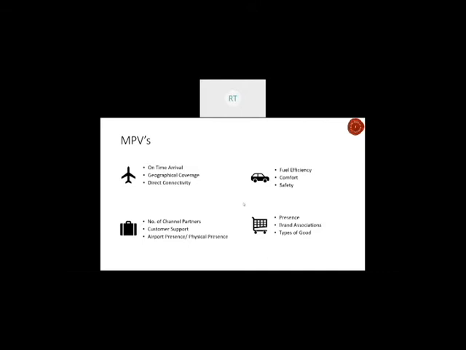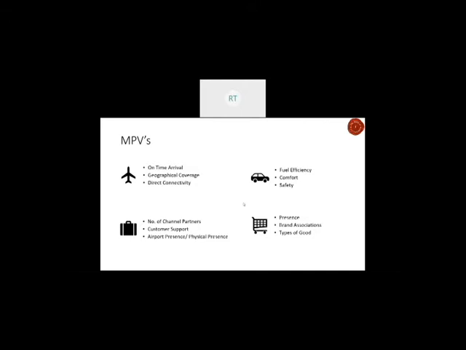Probably on-time arrival. That's what Indigo sells. Direct connectivity to various places. People don't want layovers. They don't want connecting flights. Connecting flights and layovers have their own set of challenges. Coverage, what all different countries it covers.